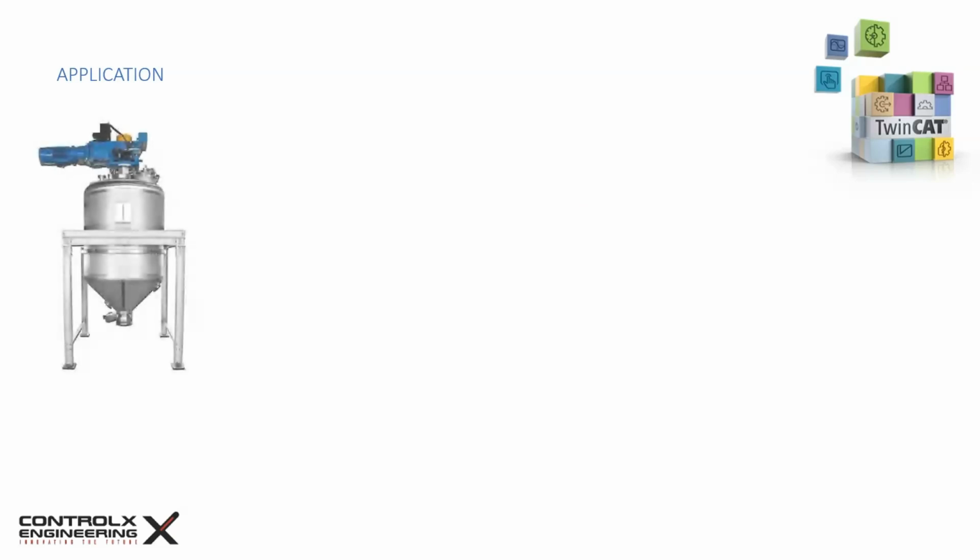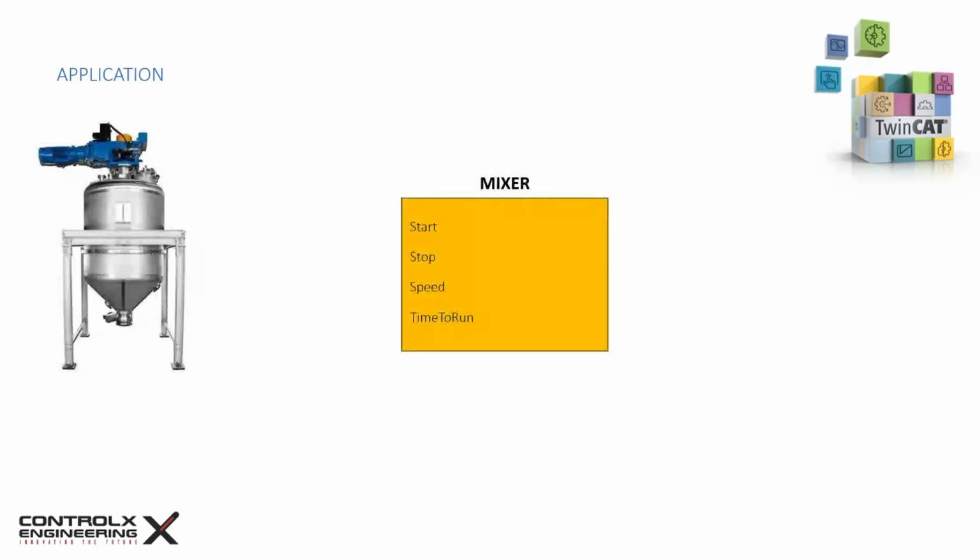Now let's look into an application where we can make use of structures. Imagine we need to control an industrial batch mixer. The liquids to be mixed are poured into the mixer and is spun at some speed for a predetermined period of time. This mixer needs control inputs for speed and time, and also inputs to start and stop the mixing operation. Conceptually, from a controls point of view, the mixer control would look like this.